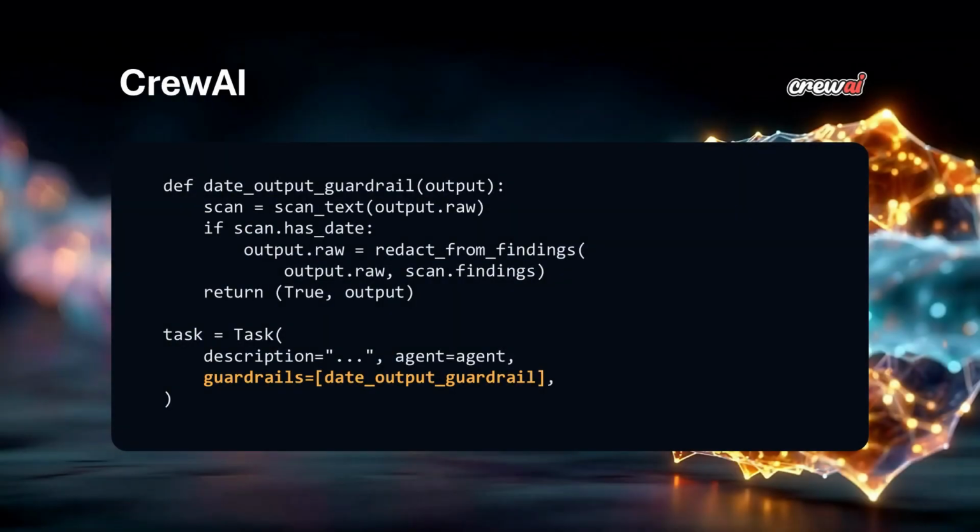CrewAI. CrewAI's native guardrail lives on the task. You pass a function in the guardrails list, and it runs on the task's output, so that is your redaction step. There is no native input guardrail here, so for the input side you scan the question yourself before the crew runs. One side is native, the other you wire by hand.